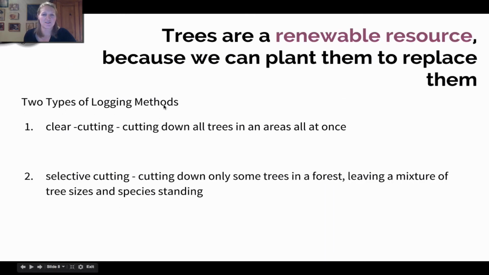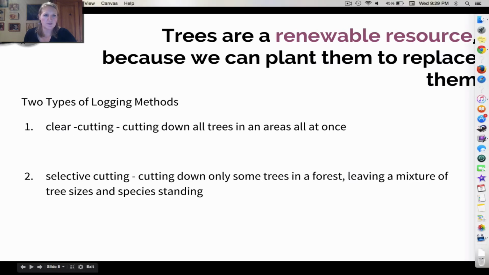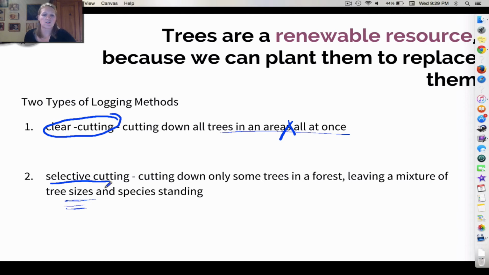So there are two types of logging methods. Number one, clear cutting. So we can clear cut an area, which really means just cutting down all the trees in an area at once. And then there's selective cutting, which is cutting down only some trees in a forest, leaving a mixture of tree sizes, meaning kind of tree ages, your sapling versus your really big one, versus your very mature tree, and then leaving lots of different species standing.